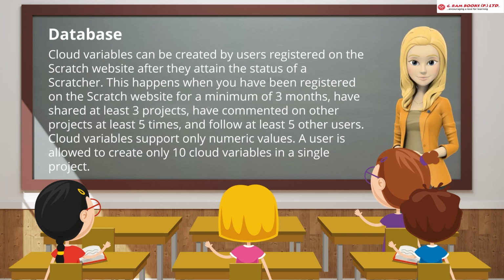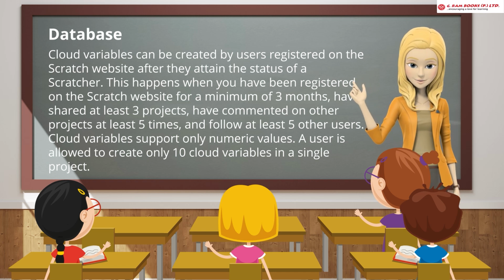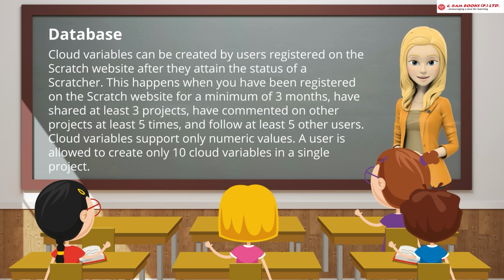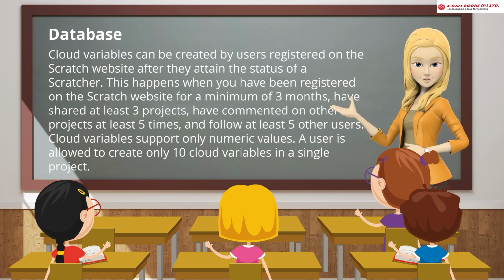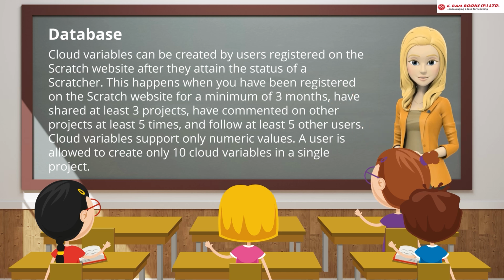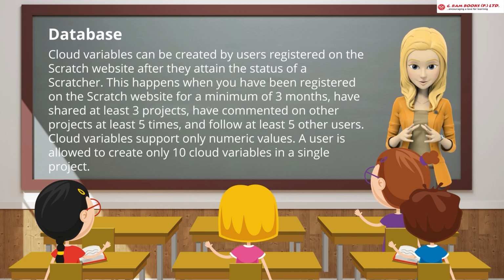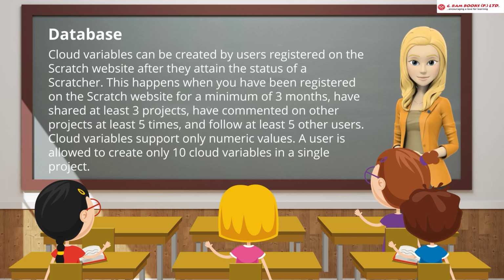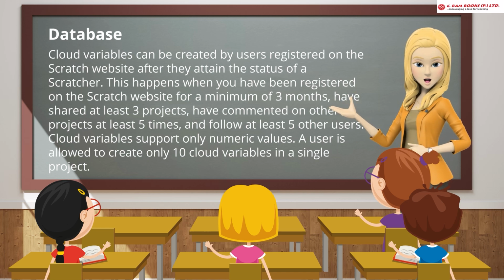Database. Cloud variables can be created by users registered on the Scratch website after they attain the status of a Scratcher. This happens when you have been registered on the Scratch website for a minimum of 3 months, have shared at least 3 projects, have commented on other projects at least 5 times, and follow at least 5 other users. Cloud variables support only numeric values. A user is allowed to create only 10 cloud variables in a single project.